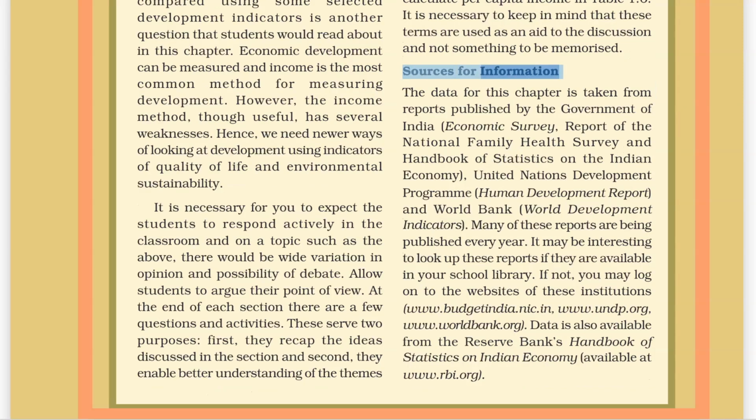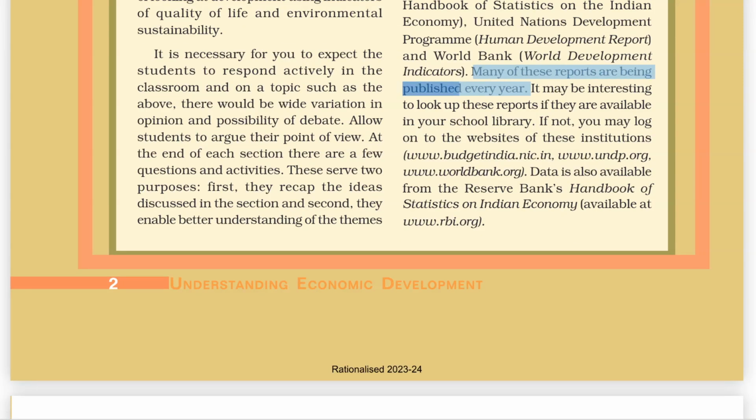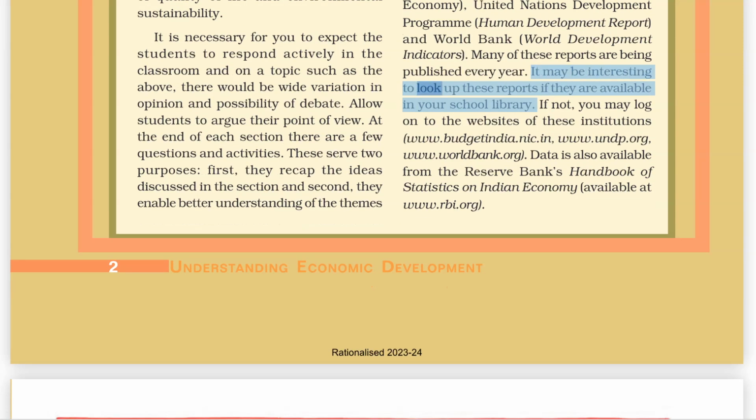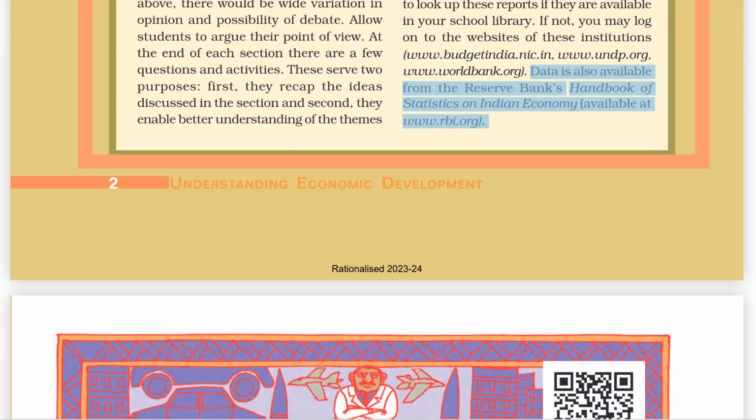Sources for information. The data for this chapter is taken from reports published by the Government of India, Economic Survey, Report of the National Family Health Survey, and Handbook of Statistics on Indian Economy, United Nations Development Programme, Human Development Report, and World Bank World Development Indicators. Many of these reports are being published every year. It may be interesting to look up these reports if they are available in your school library. If not, you may log on to the websites of these institutions. Data is also available from the Reserve Bank's Handbook of Statistics on Indian Economy.